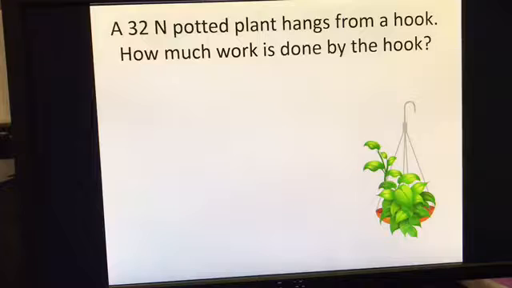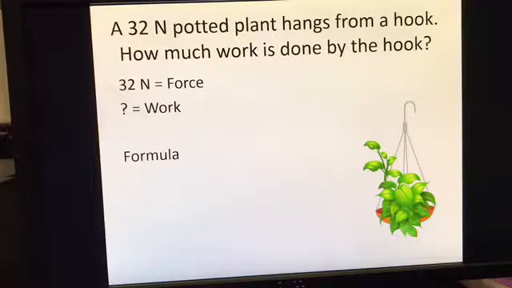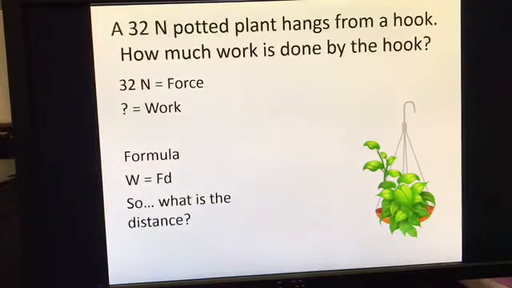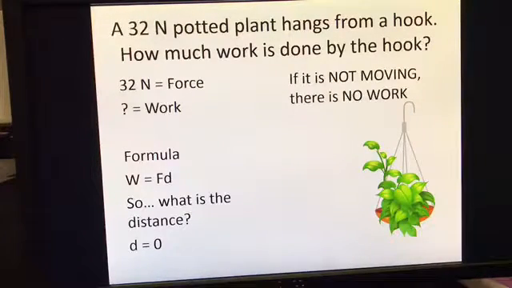All right, here's the solution. Problem solving process, 32 Newton force. What is the work done by the hook? So formula, well, work is force multiplied by distance. So what's the distance? Well, if we have a potted plant hanging from the hook, distance is 0. It's not going anywhere. If it's not moving, there is no work.